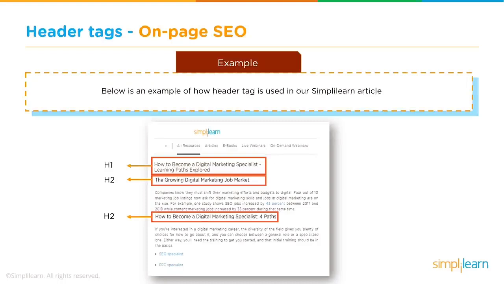And if you look at the other example I'm showing here, how to become a digital marketing specialist, learning paths explored, you can see that's an H1, but below it's a subheader, the growing digital marketing job market. So that's an H2. And so we're not stressing to Google that that's more important than an H1, but nonetheless, we're stressing to Google that it's important. So we want to be able to use headers. We want to be able to use keywords in our headers in order to stress to Google what's important, and also to organize the content, because Google likes content organized.